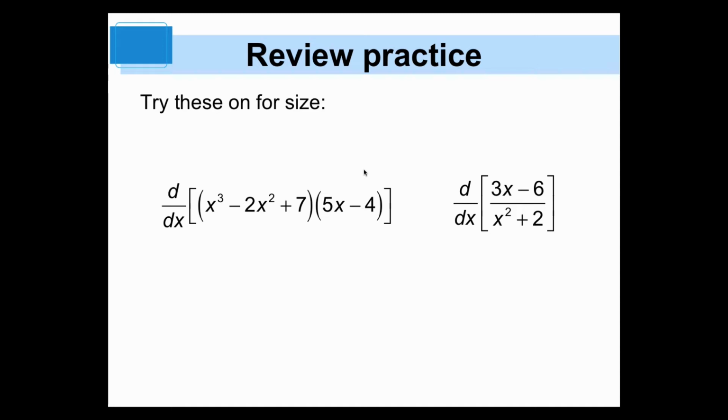So you're telling me there's an easier way? Easier is relative. I would encourage you to use the product rule on the left one, but if you wanted to multiply it out, you could.